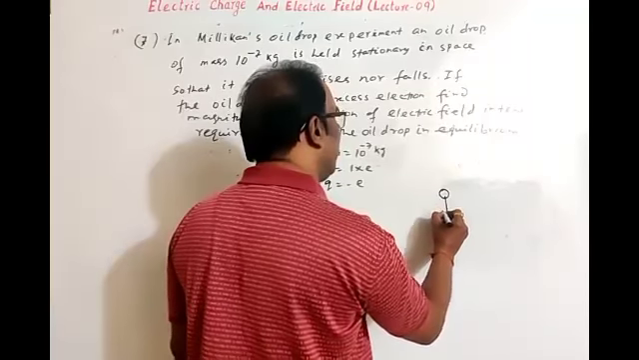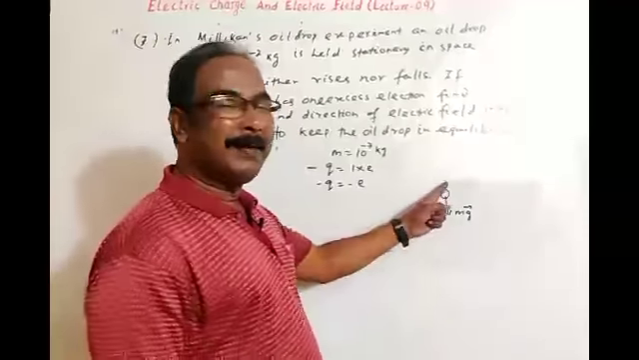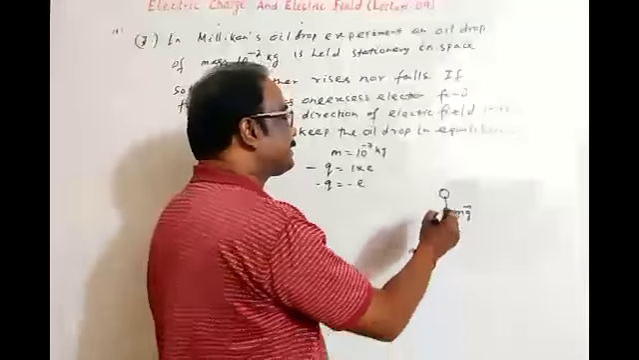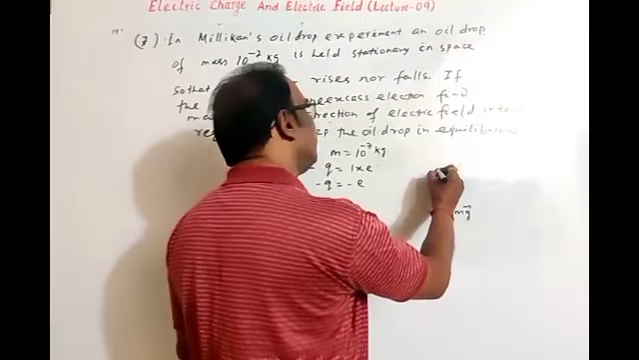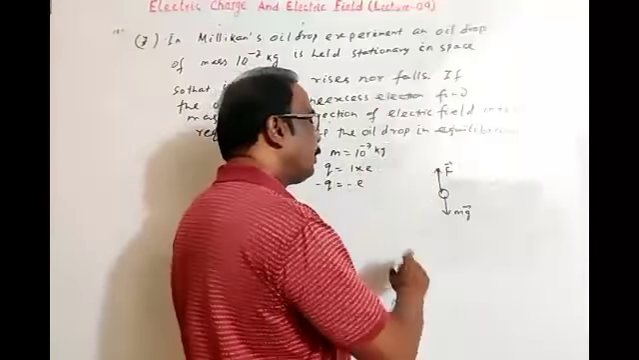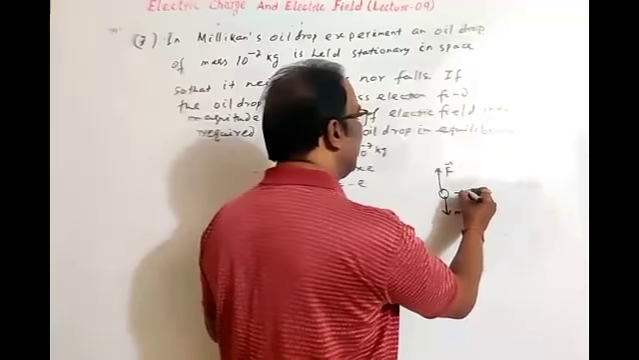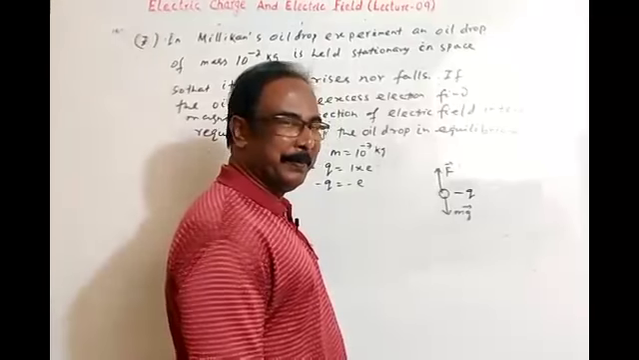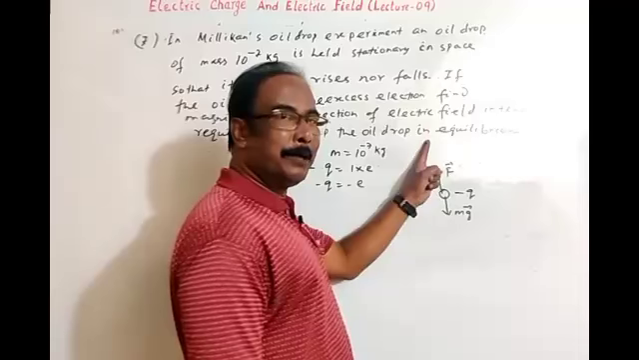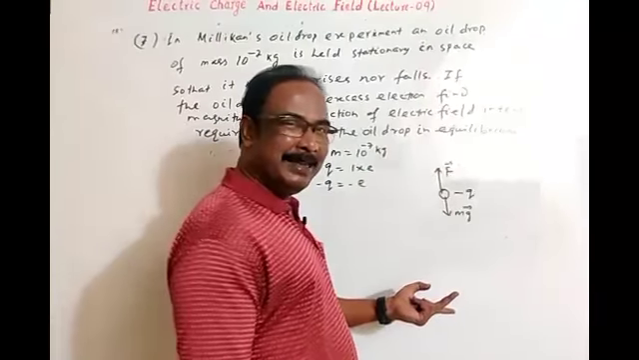See, the weight of the oil drop tends to bring the oil drop to the surface of the earth. So to balance the weight, there must be an upward force, opposite to the direction of weight. How does the oil drop experience an upward force? The oil drop has negative charge, minus Q, so it should be attracted in the opposite direction. To attract a negative charge, a positive charge is required.